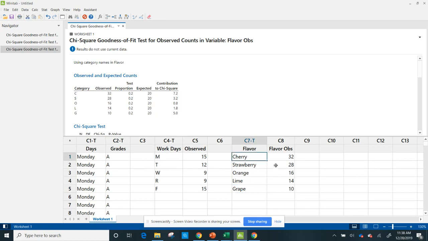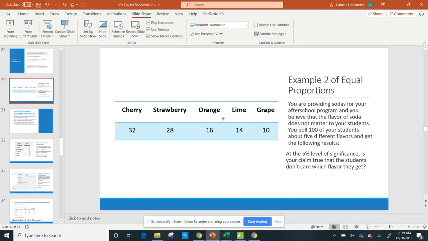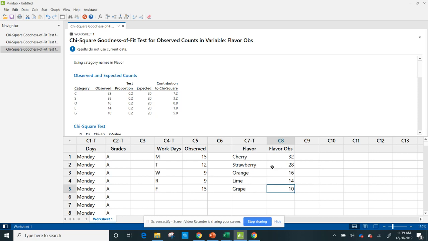So I put in the flavors and I even said the names, and then I put in the flavor observed. Why did I do that? Because sometimes when you have Minitab, you'll have a lot of data and you'll get confused about which is which. So I put flavors and flavors observed. For cherry, it's 32, strawberry 28, orange 16, lime 14, and grape 10. Again, if I go back to my PowerPoint, these were the exact observations given. So in Minitab, I need to make sure they're the same.